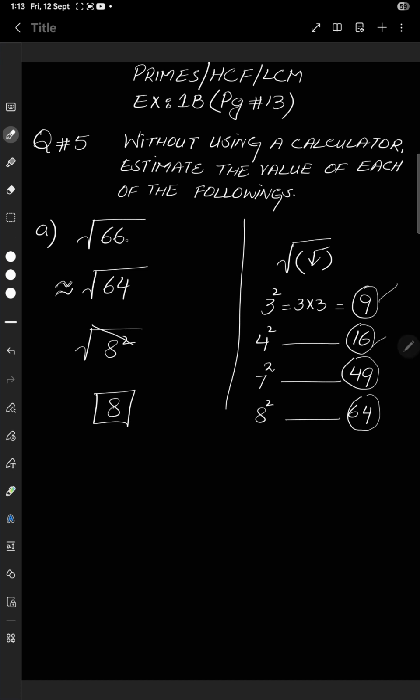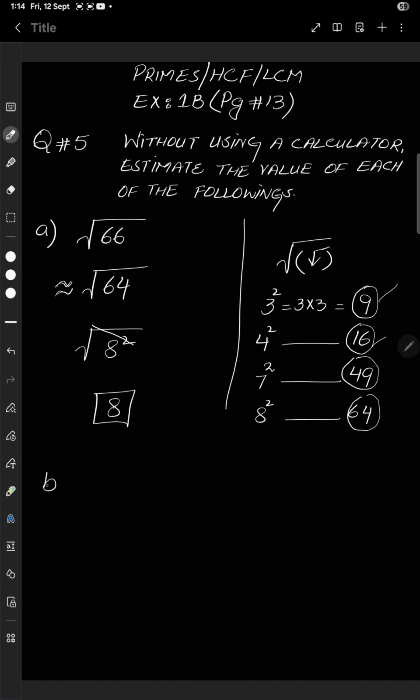So 66 is nearest to 64, which is a perfect square. Why are we looking for the square? Because square root के अंदर number should be the square. When I write 64 as 8 square, the square root will eat the square and the answer will be 8.